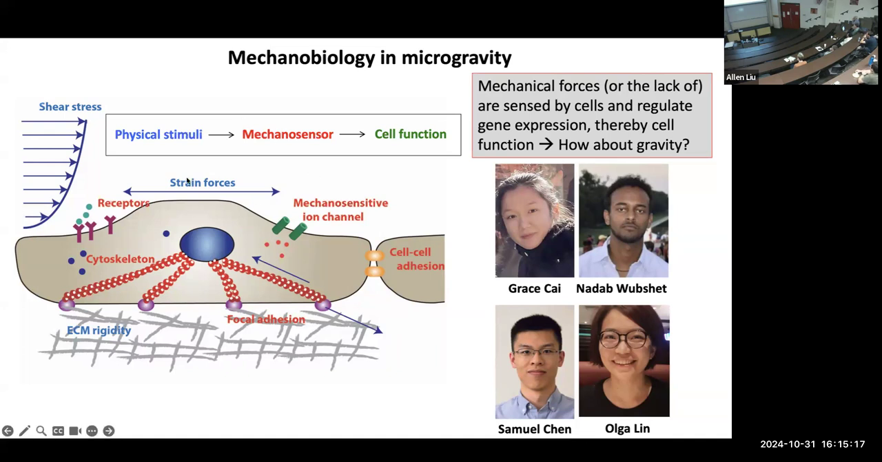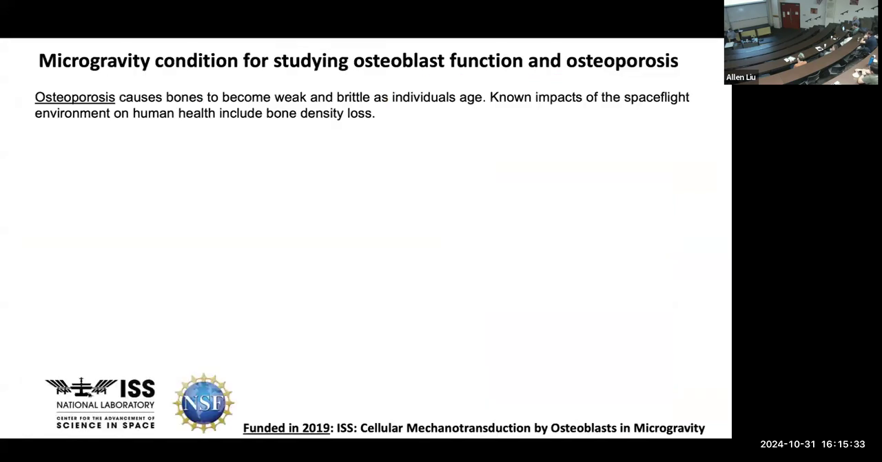So this is the same diagram I had before. In this project, there were 4 students and a postdoc involved throughout the lifetime of this project, which is to see if we can understand the cell skeleton response on the ISS, and specifically in bone cells.